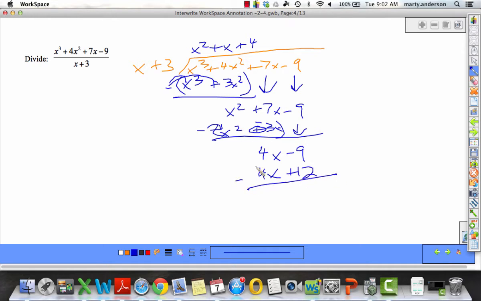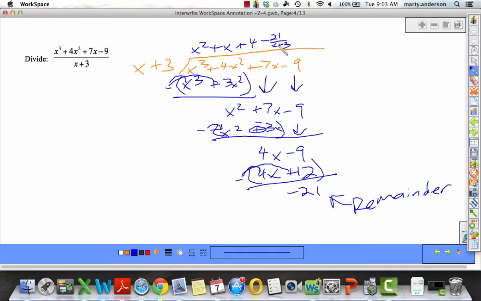And now when I subtract the whole thing, minus 4x goes away. Minus 12, negative 9 minus 12 is negative 21. This is going to be the remainder. Remainder is here. And then we usually like to just go up top and do minus 21 over x plus 3.